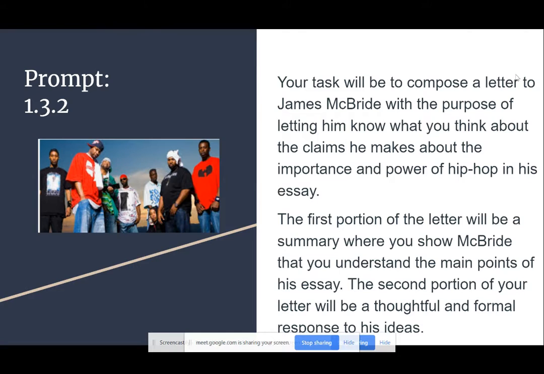So here's the prompt that you will find in 1.3.2. It says, your task will be to compose a letter to James McBride with the purpose of letting him know what you think about the claims he makes about the importance and the power of hip hop in his essay. The first portion of the letter will be a summary where you show McBride that you understand the main points of his essay. The second portion of your letter will be a thoughtful and formal response to his ideas.